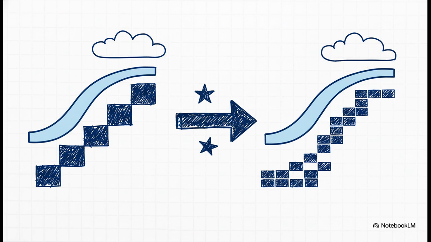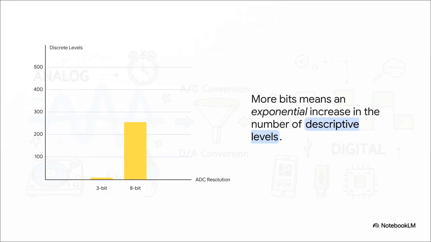Well, the accuracy of this conversion has a name. It's called resolution, and we measure it in bits. It's pretty simple. The more bits an ADC has, the more levels it has to work with, and the more accurate that final digital copy is going to be. And the impact of adding more bits is just astonishing. For example, a really simple 3-bit converter only has 8 different levels to describe the signal. That's a super rough sketch. But if you jump to an 8-bit converter, suddenly you have 256 levels. Every single bit you add doubles the number of levels, which means the accuracy just shoots up exponentially.